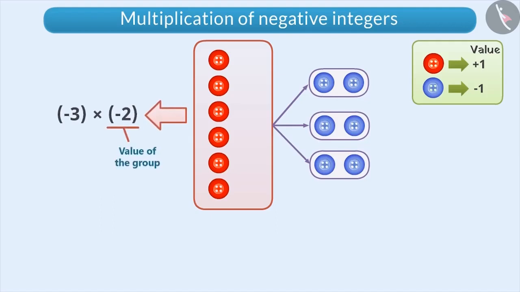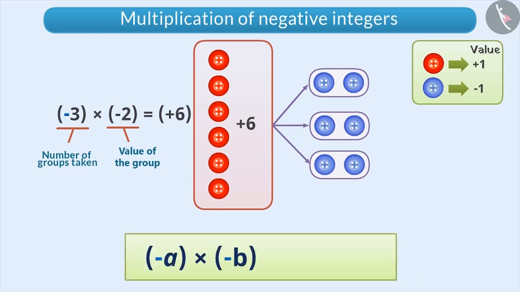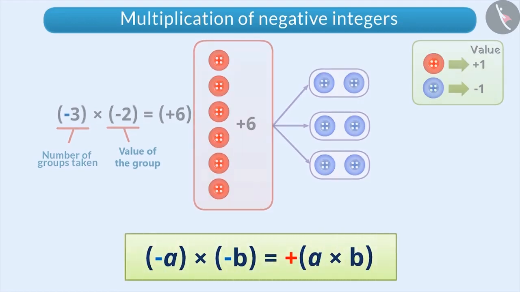Here, the second number represents the value of the group and the first number, including the minus sign, represents the number of groups taken out. After taking them out, we are left with 6 red buttons whose value is positive 6. This means minus 3 into minus 2 is equal to plus 6. Therefore, we can say that multiplication of any 2 negative integers always results in a positive integer.